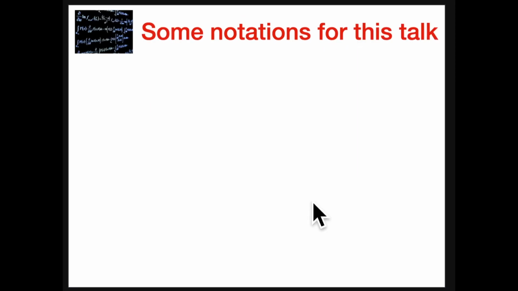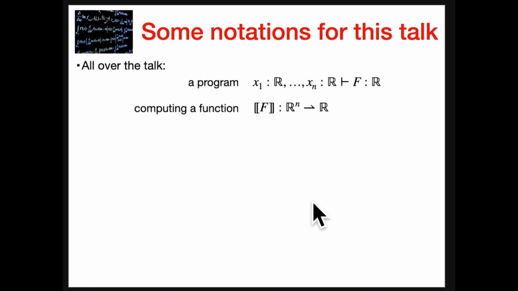Let us give some notation used in this talk. We will call program a PCF term f of ground type R as output, which is the type of real numbers, and some free variables also of type R, which will denote the input of the program. This program will compute a function denoted by these square brackets that can be partial in the sense that f can diverge on some of its inputs.